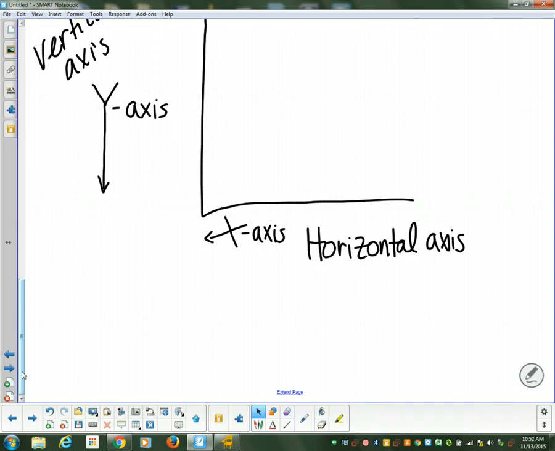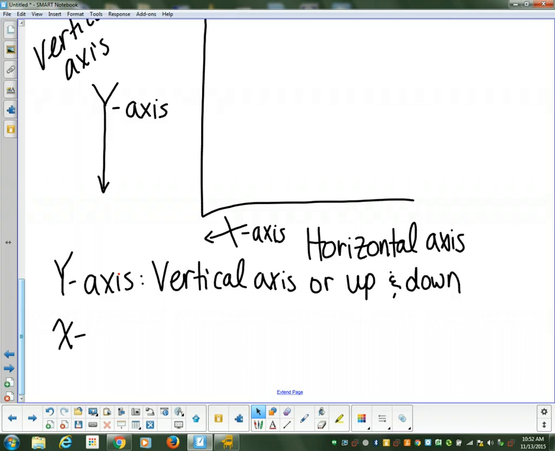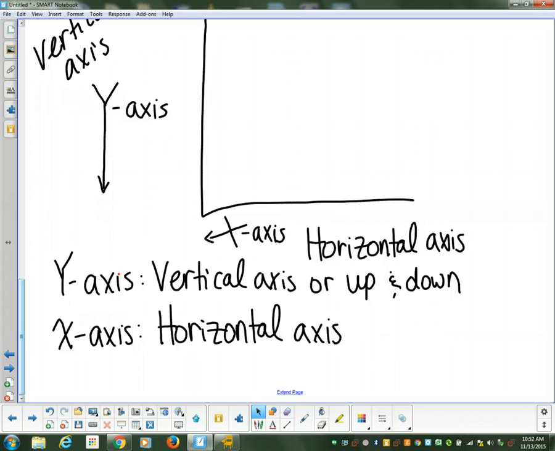Okay, so let's give a definition to each of these. The Y-axis is going to be the vertical axis, or up and down. And the x-axis is going to be the horizontal axis, or side to side. Okay? Just hold on. Yep. So our y-axis is the vertical one, or going up and down, and the x-axis is the horizontal one, which is going side to side.